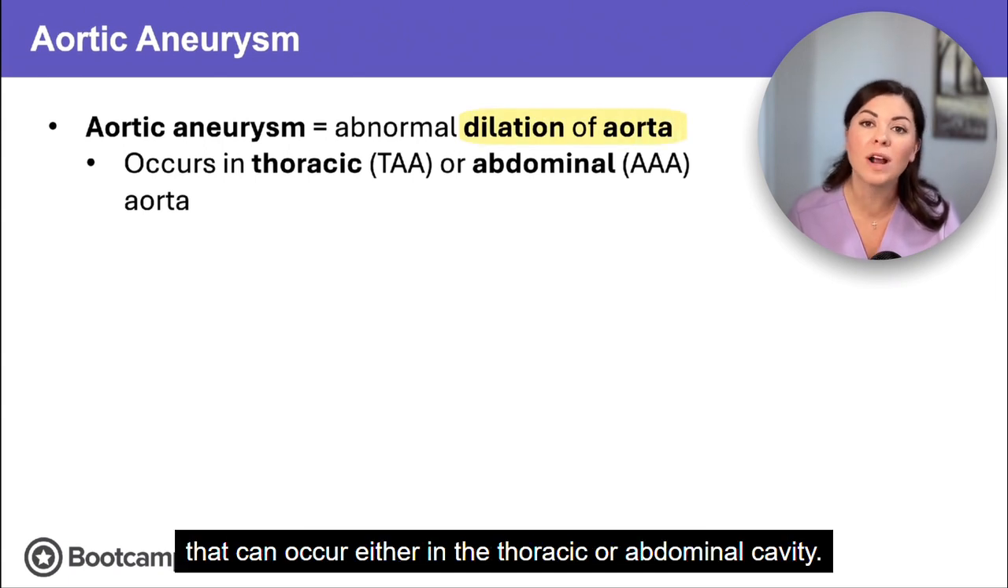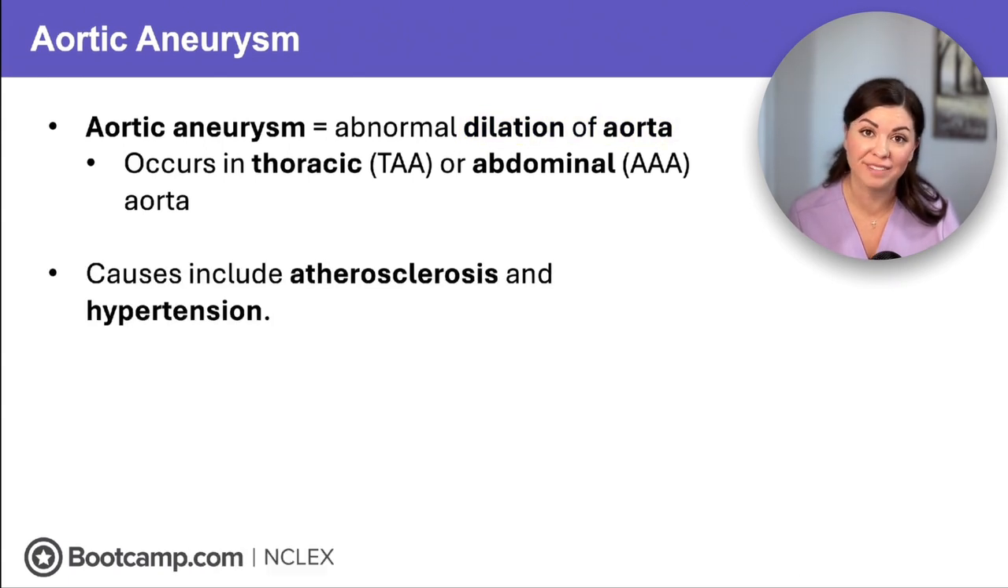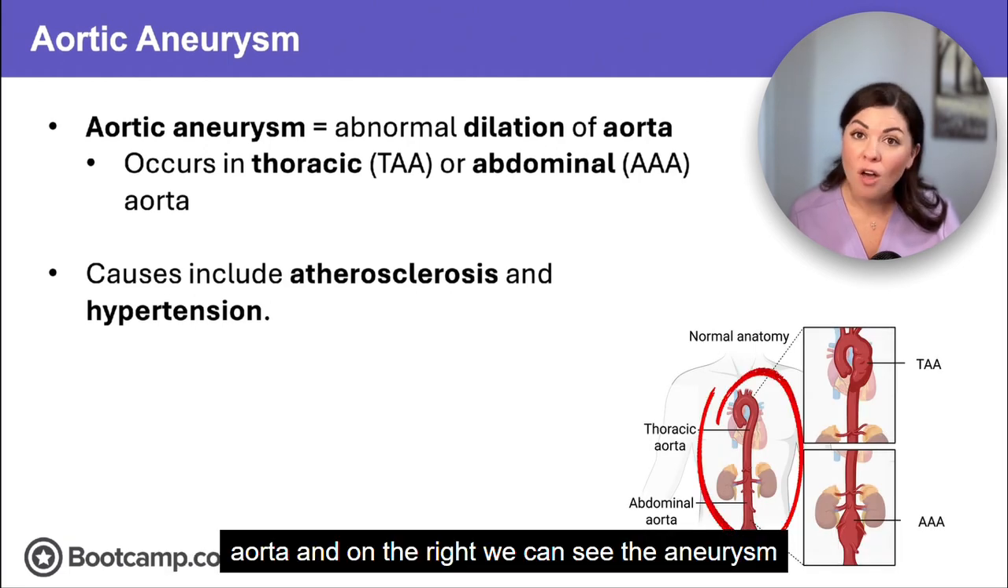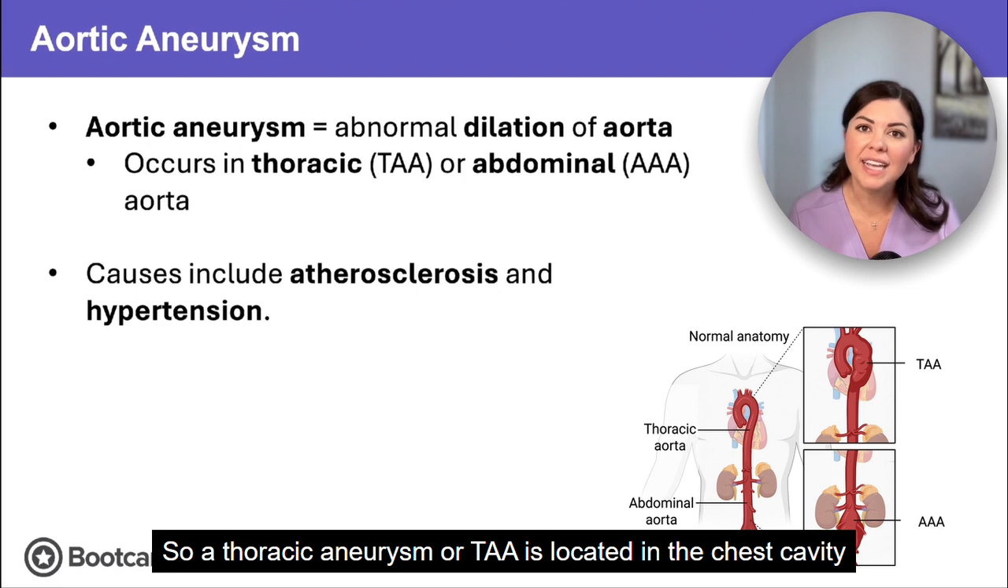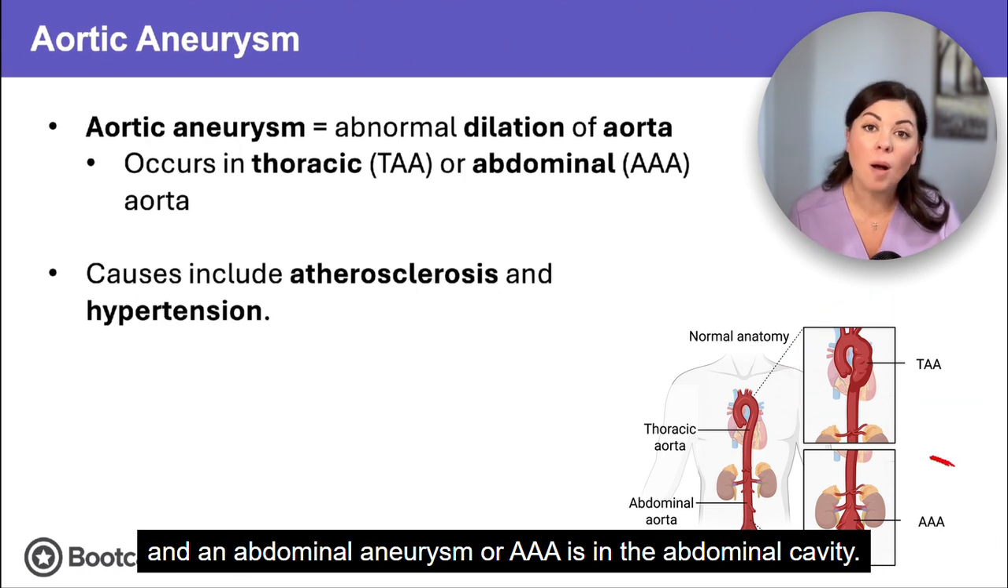So now let's move on to an aortic aneurysm, or a dangerous dilation in the aorta that can occur either in the thoracic or abdominal cavity. Causes include atherosclerosis and hypertension. So we can see in this image, the left side shows a normal aorta, and on the right, we can see the aneurysm, or a bulging aorta.